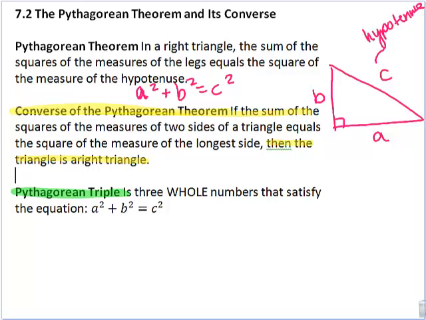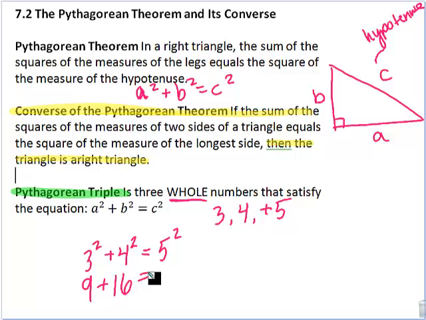Pythagorean triples are whole numbers that satisfy our equation. For example, 3, 4, and 5 are a Pythagorean triple because when we put this into the Pythagorean theorem, it works, and they're whole numbers. So when I try doing 3 squared plus 4 squared, and see if this equals 5 squared, it works out for us. So what's 3 squared? 9. 4 squared? 16. And 5 squared? 25. Is 9 plus 16 25? Yep.